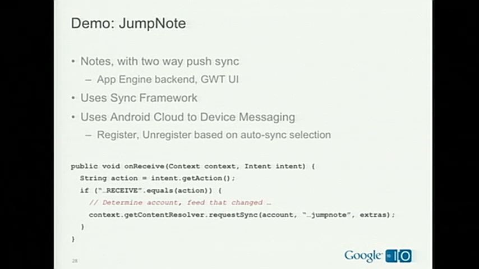The next demo we're going to take a look at is JumpNote. JumpNote is a fully featured two-way push sync notes sample application. It makes use of App Engine on the back end, and the web UI is powered by GWT. It's also going to be one of the open source sample applications that we ship with Android cloud-to-device messaging. And this will show you a couple of things. First, it'll show you how to make use of the Android Sync framework that we shipped in Android 2.0. In addition, it also shows you how to use the new Android cloud-to-device messaging framework to enable push sync for your sync applications.